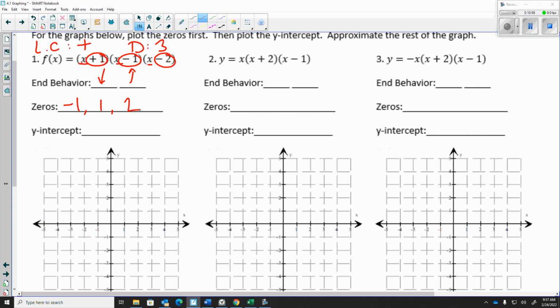So, if you were going to solve this, you would set each of these equal to 0 and you'd get those numbers, okay? Y-intercept. Here's how you get the y-intercept. I've got to write my equation down here. +1, -1, -2.